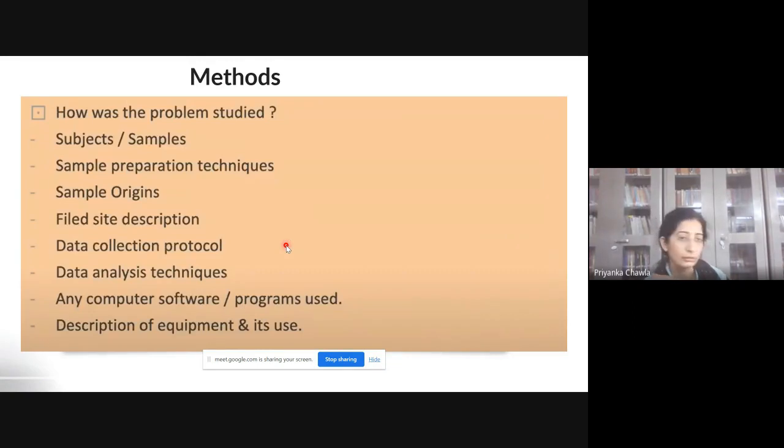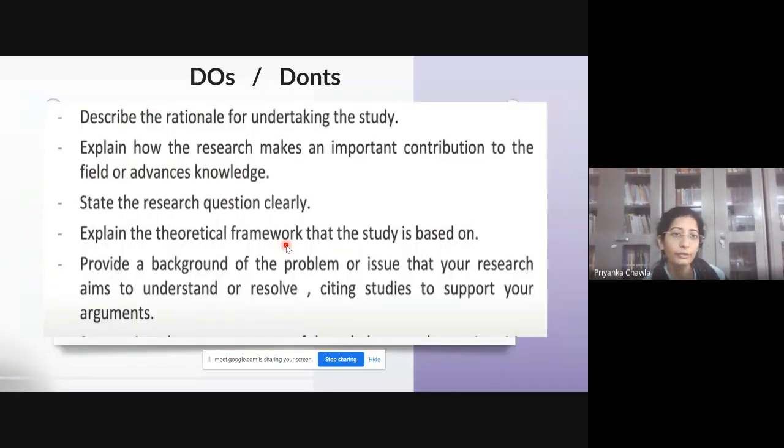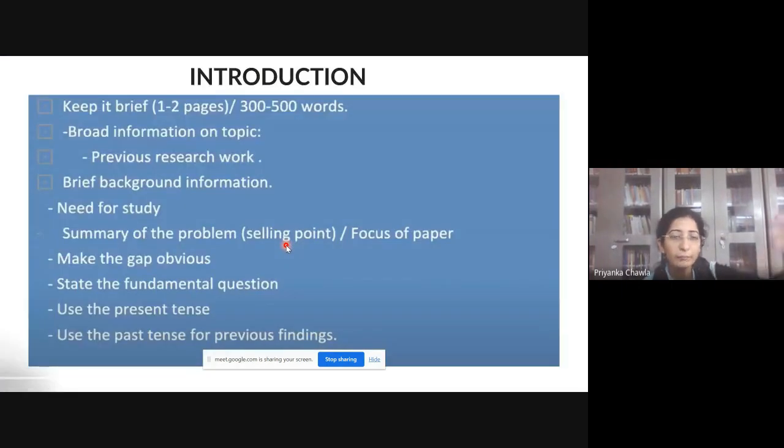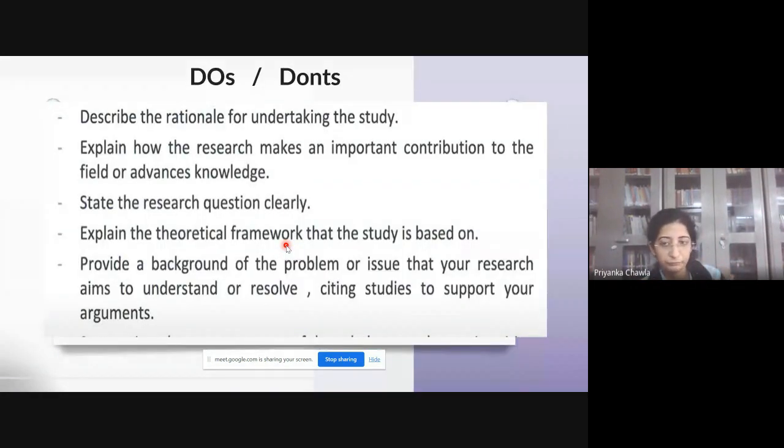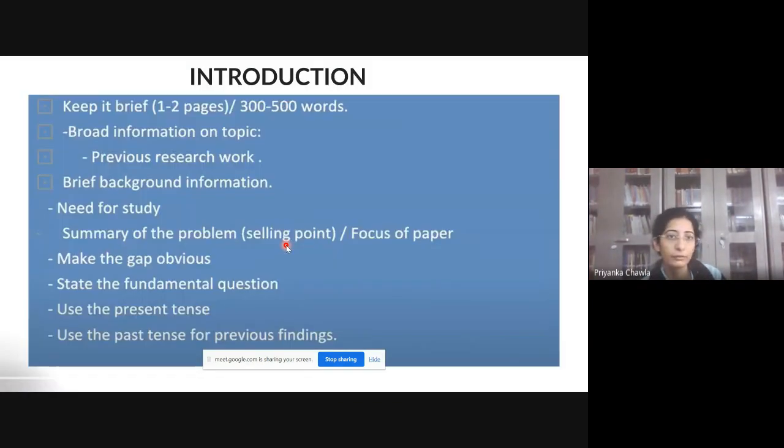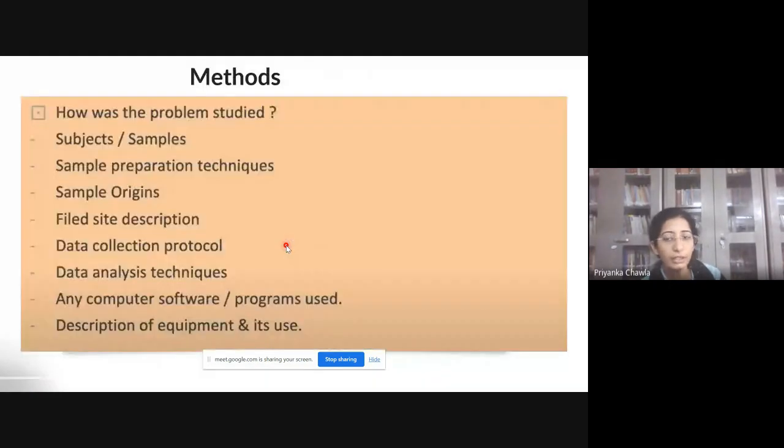If I talk about the methods, as I told you, after the introduction. Some people do not include literature reviews in the introduction, but as per the Scopus journal, this literature review should be part of the introduction. You should support your arguments, your statements, with the help of some previous studies. So it is better to incorporate the literature review in the introduction part. Talking about the methods.